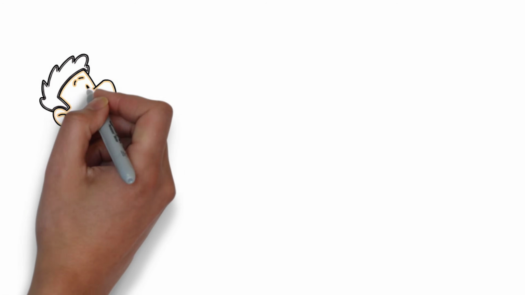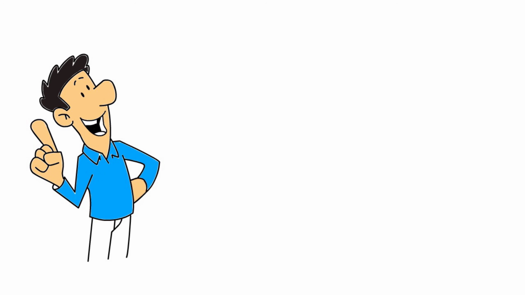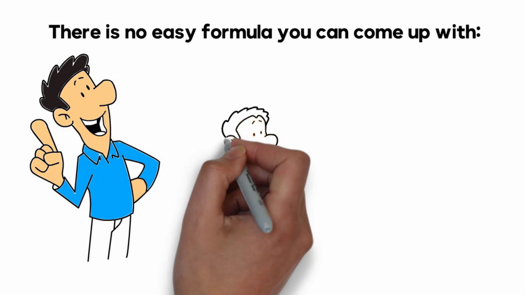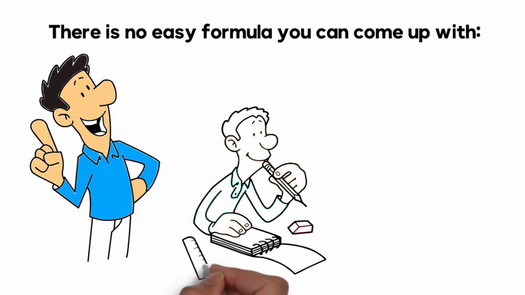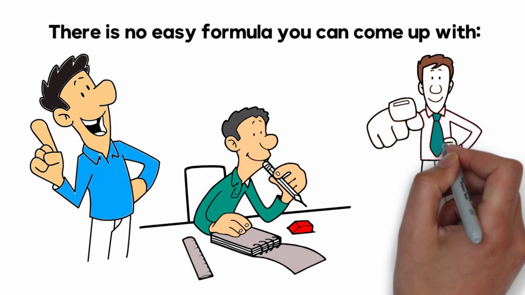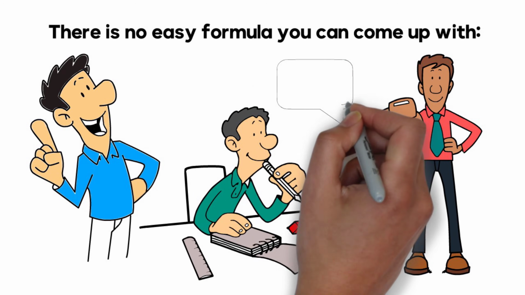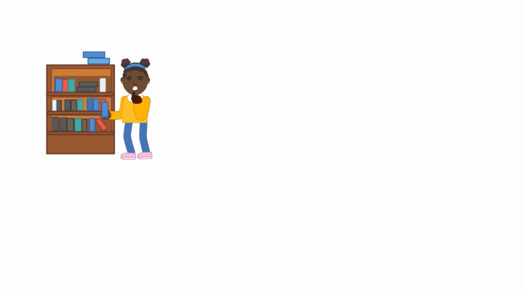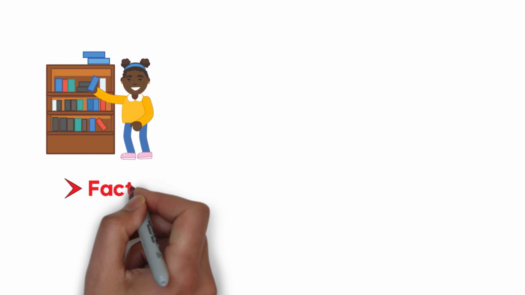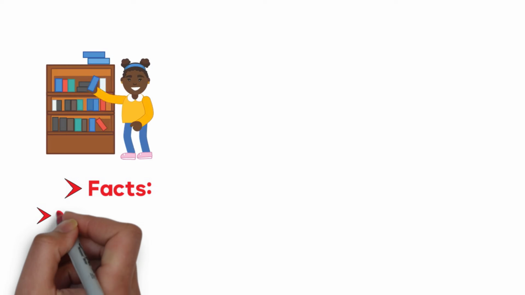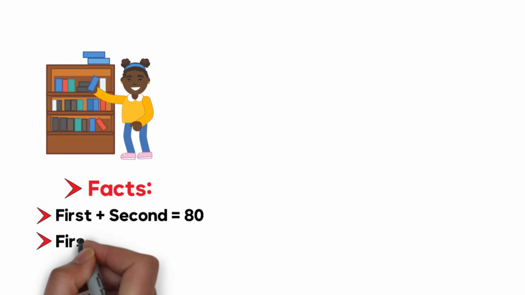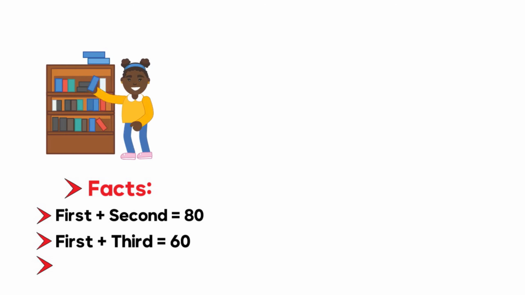What's interesting about this problem is that there is no easy formula you can come up with. Maybe you're different, at least this is how it was in my case. So if you can come up with the formula, please make sure to post it in the comment section of this video. But what I did, I started looking at the facts. And the facts are that on the first and second bookshelves, we have 80 books. On the first and third bookshelf, we have 60. On the second and third, we have 40.